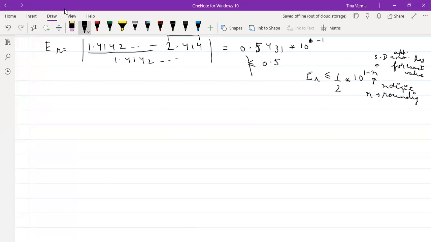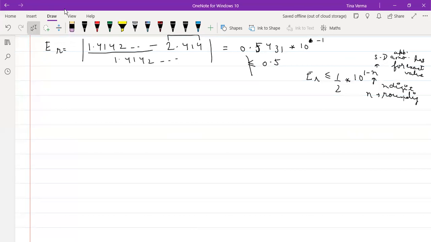Is the difference clear? In rounding, n denotes that you have to take n digits after rounding, and here n denotes the significant digits that you have to take for doing your approximation. Is it clear? Yes or no?